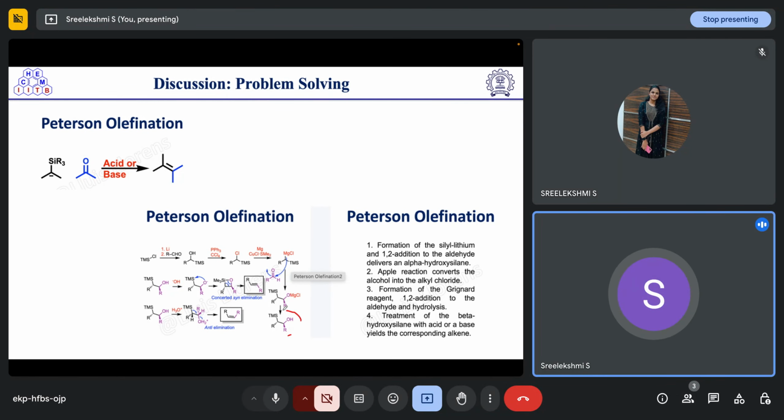So the key intermediate is this one, this hydroxy compound, that is this alcohol. If we are treating it with base, then this concerted syn elimination is happening to get this alkene, and if we are treating with acid, this type of anti-elimination is happening to get this alkene. So this is basically Peterson olefination. This silyl lithium complex, 1,2-addition on aldehyde, then elimination, which can occur in two different pathways depending on whether we are using acid or base to get this alkene as a product.